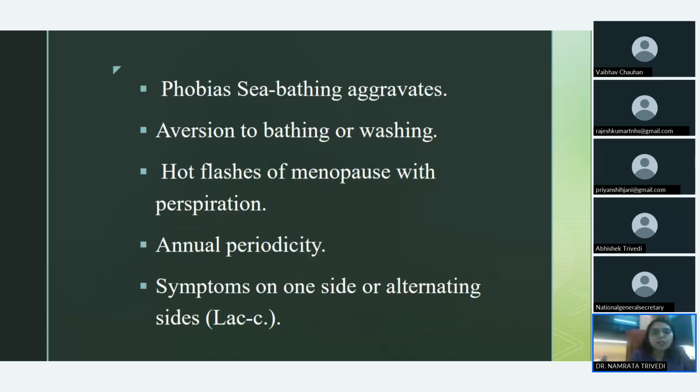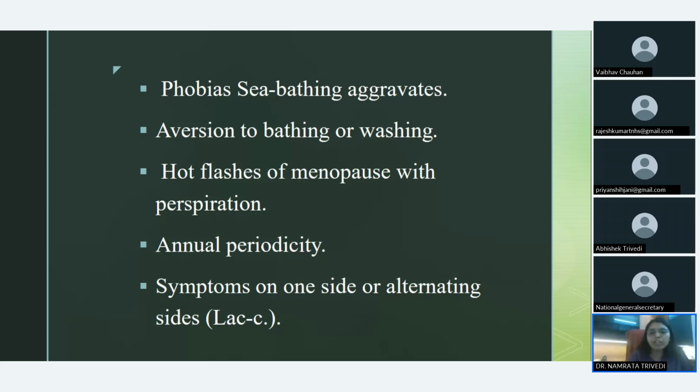Carcinosin has phobias, like aggravation from sea bathing. The patient has an aversion to bathing or washing, yet in contradiction, the carcinosin patient is also very fastidious. Yes, there is a contradiction: the patient has an aversion to bathing or washing and is very fastidious. There are two poles in the carcinosin patient.